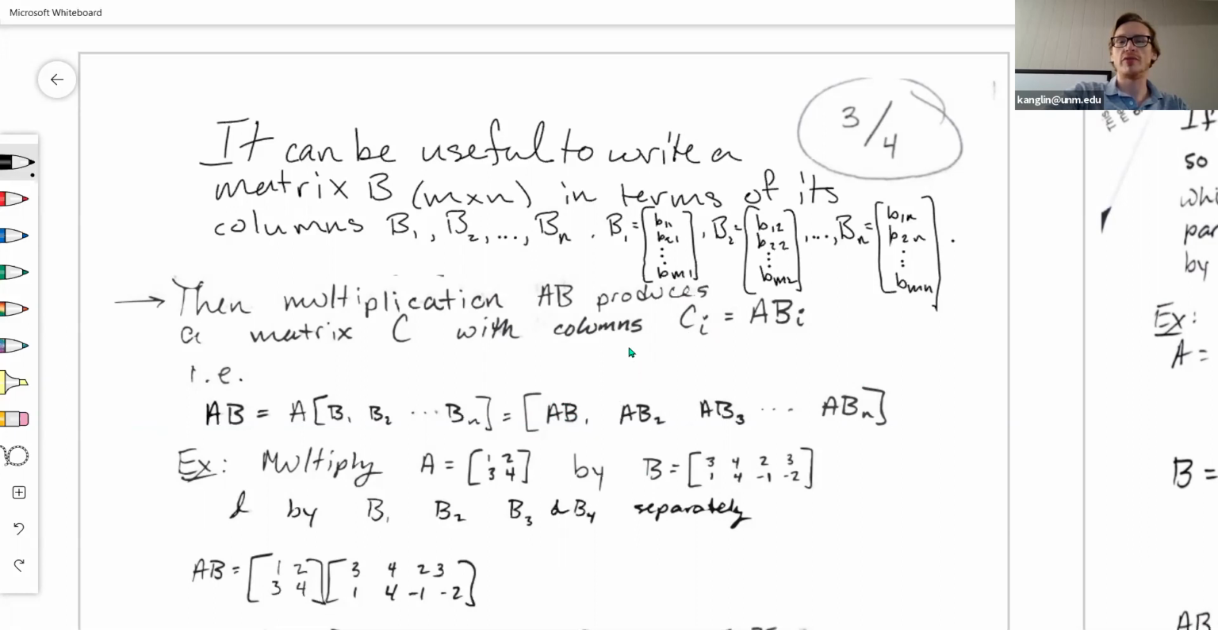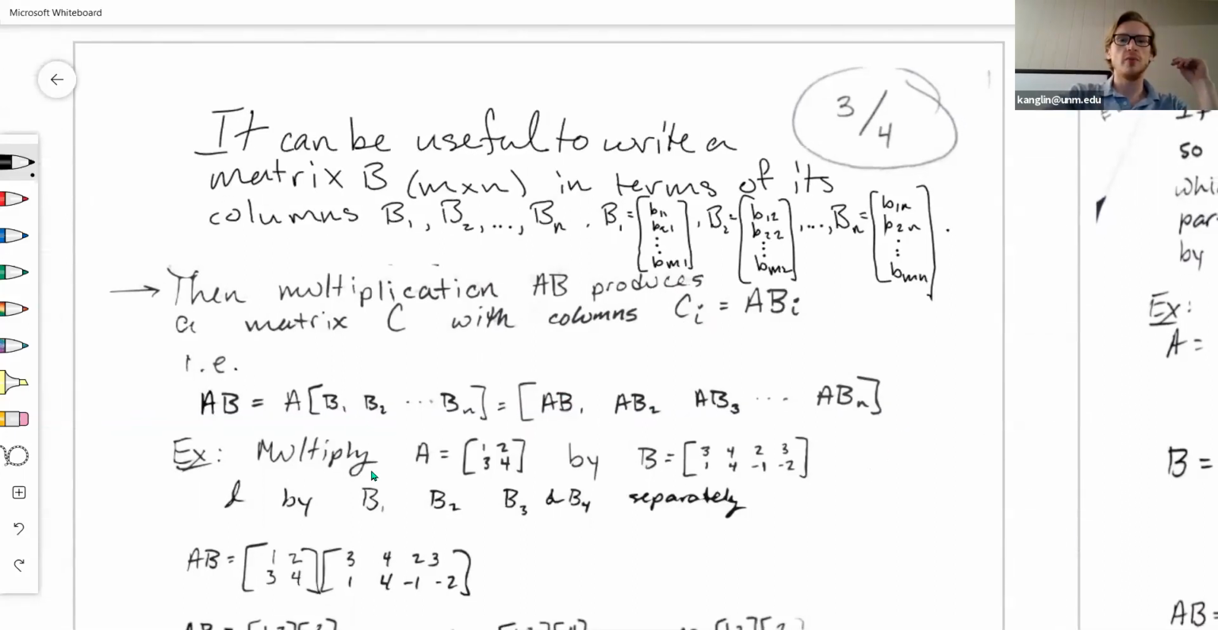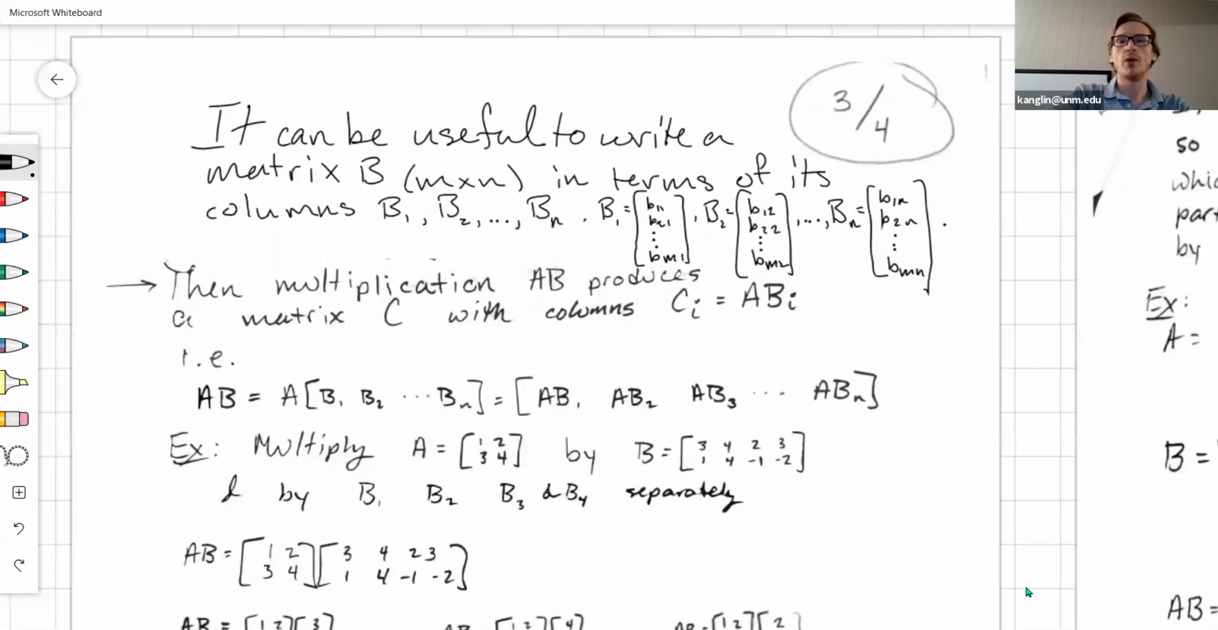The second column of the result is A times the second column of B, and so on. So let's see this. If we want to multiply the matrix A, which equals 1, 2, 3, 4, by the matrix B, which equals 3, 4, 2, 3 in the first row and 1, 4, negative 1, negative 2 in the second row, and we want to do that by multiplying by B1, B2, B3, and B4 separately. Well, what are we really doing?